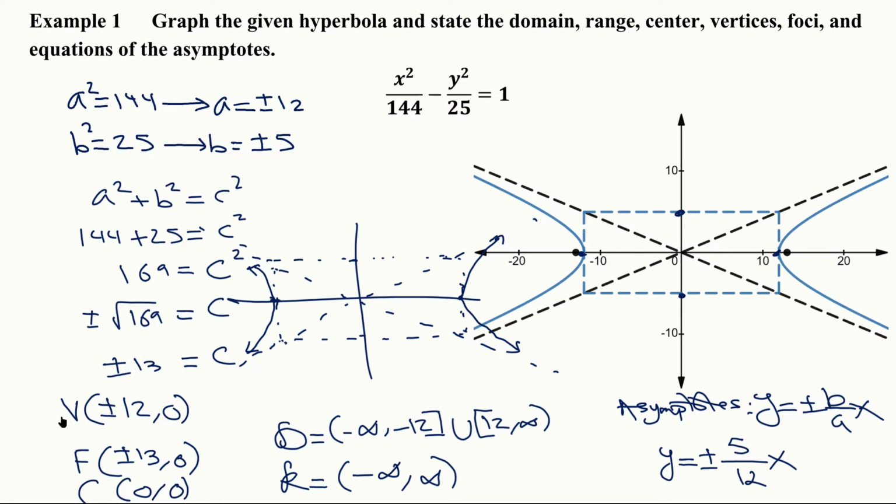We have the vertices, we have the foci, and we have the equation of the asymptotes. Okay, so let's go ahead and move on, of course after you make sure you can handle this on your own.